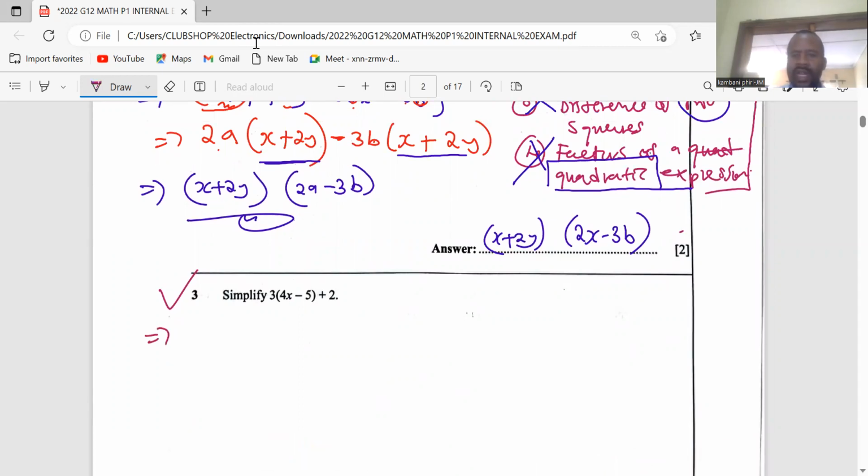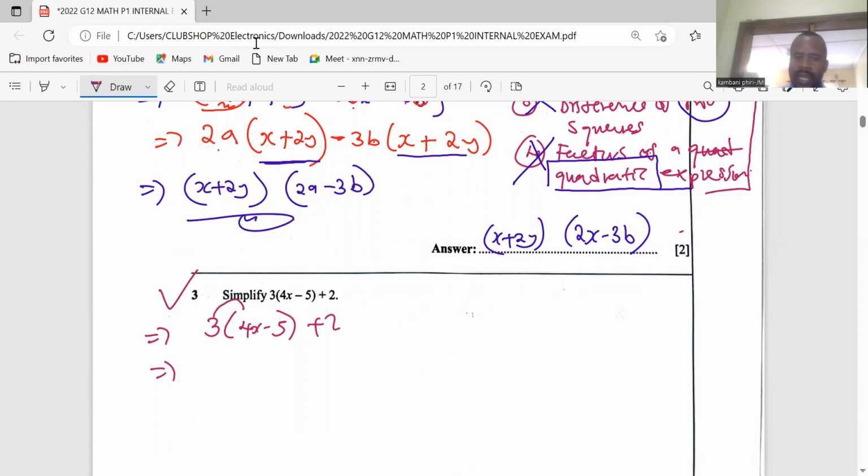Okay, maybe we can do the last one. We are saying to simplify is to reduce it where we can. Maybe if there are 5 terms, reduce to 3 or 2, if it is possible, right? So we have got 3 open brackets, 4x minus 5 plus 2. So the brackets demand that we distribute this.